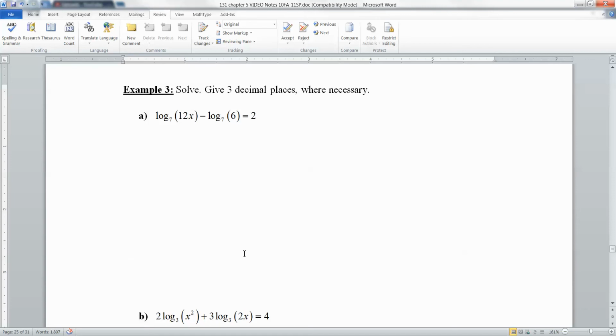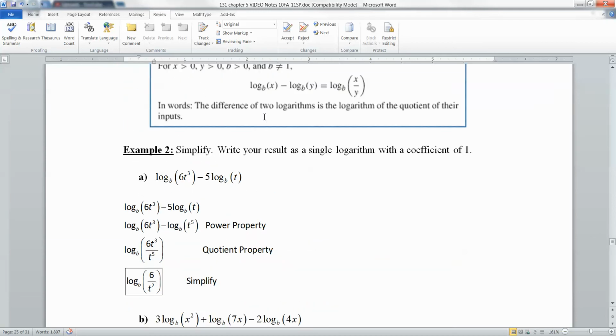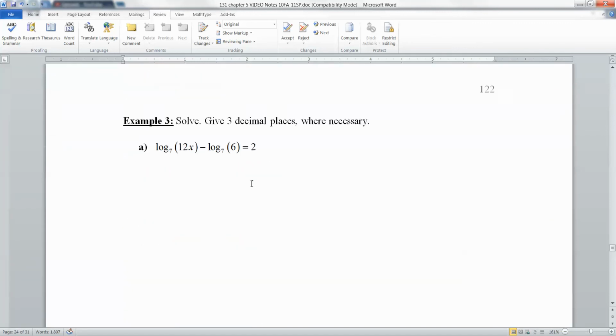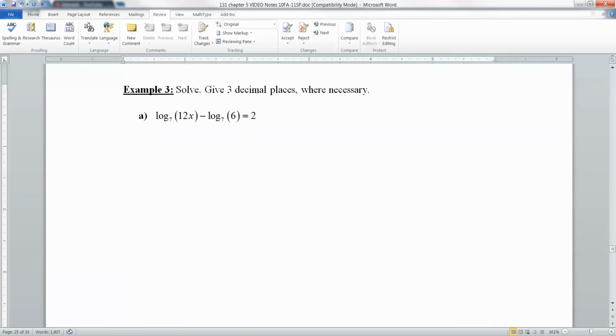So now we're going to use our newfound properties, the product property and quotient property, to solve equations. You can see here that you have an equation because it has an equal sign, and it has two separate logarithms, but they have the same base. See that? So we're going to use this quotient property right here, because it was a subtraction, to mush them together and make one logarithm out of it.